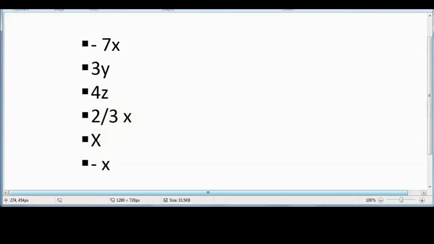X. There is nothing here. There is no constant preceding the variable x. In this case, the coefficient is 1. Minus x. The coefficient of x is -1. Anytime you see a variable with no constant preceding it, we take the coefficient as 1.